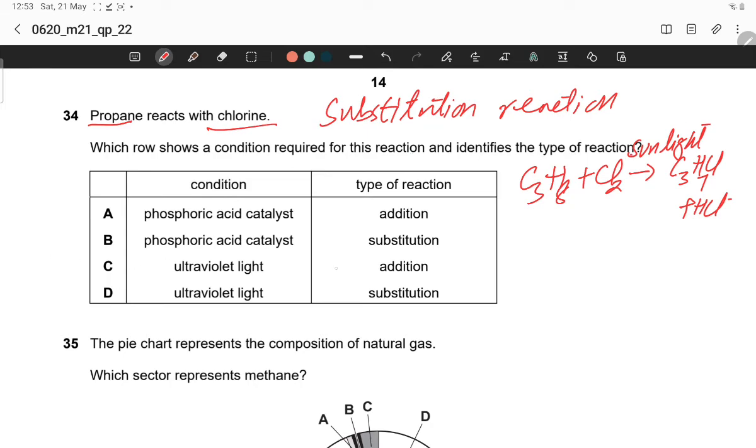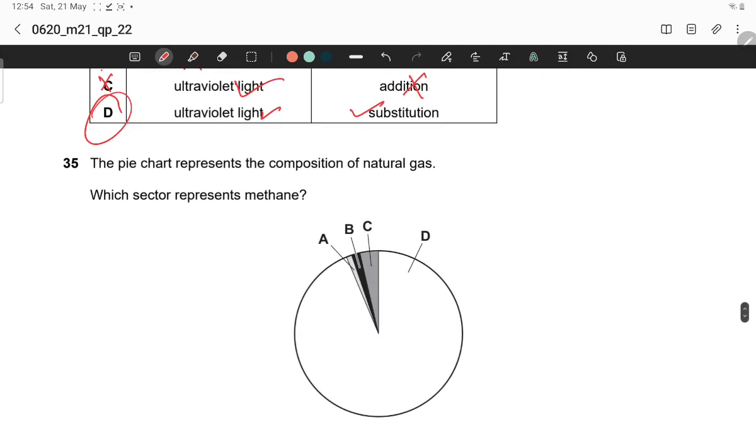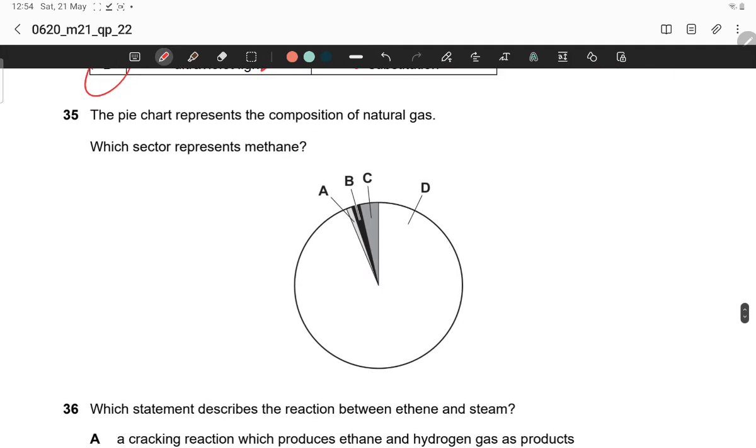Sunlight or UV rays, ultraviolet rays. Phosphoric acid catalyst, addition, not addition, substitution. Phosphoric substitution is correct. Ultraviolet ray, yes, correct. Addition is incorrect, so this is also incorrect. Ultraviolet rays, UV rays, substitution reaction. D is correct.